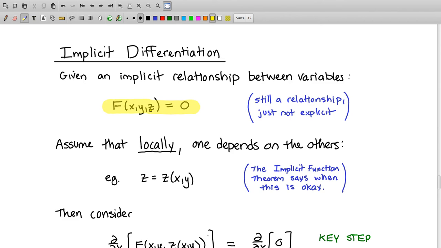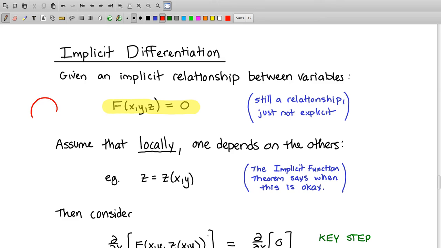So here's the game we're going to play. If you're asked to calculate a partial derivative of one variable with respect to another, assume that locally on this surface, the first variable depends on the other variables. So for example, we could assume that z depends on x and y. And as long as we're not at some weird point on the surface, locally this is probably reasonable. We might not be able to describe the whole surface with a single equation of the form z is a function of x and y, but locally we can, right?